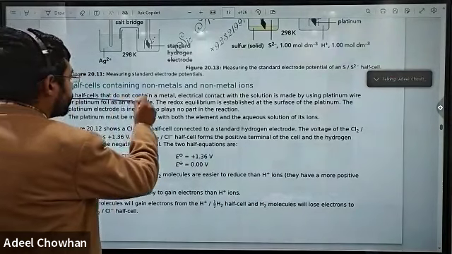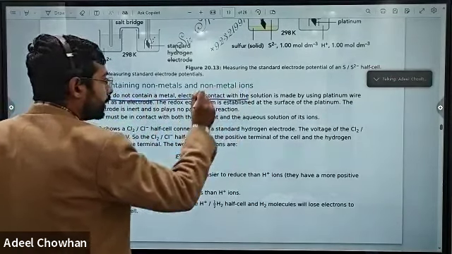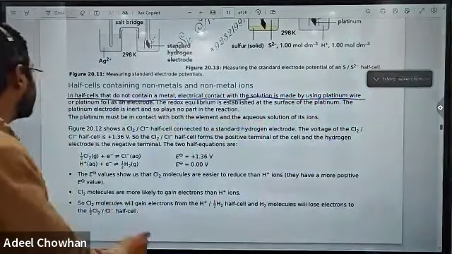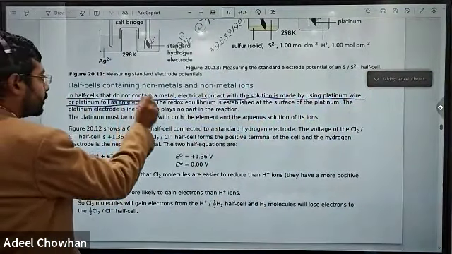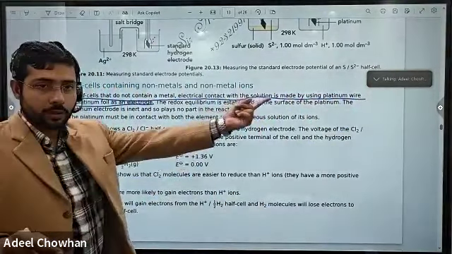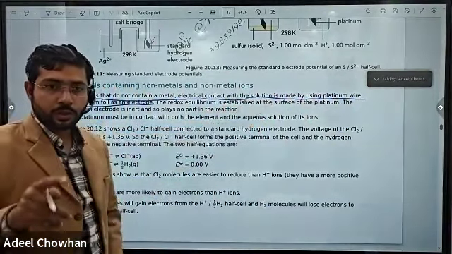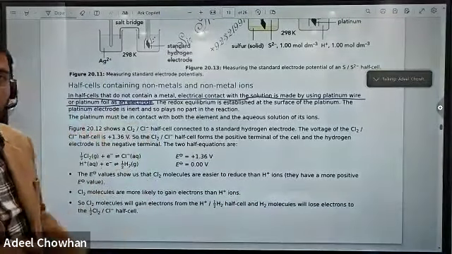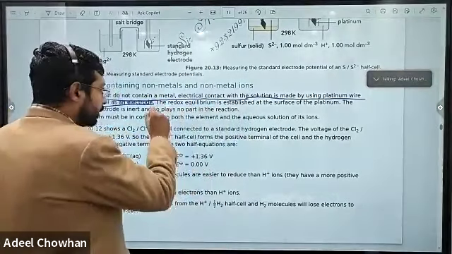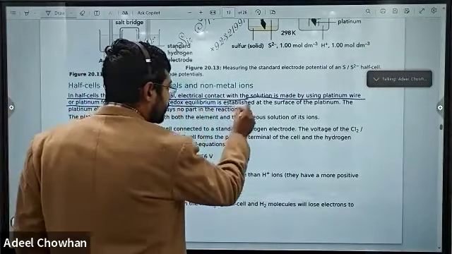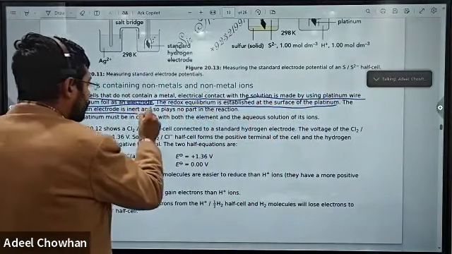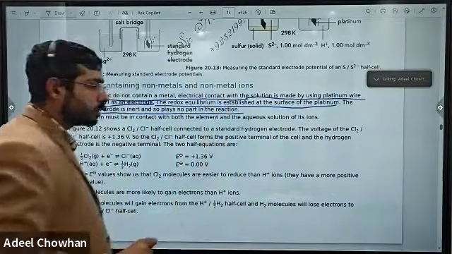In half cells that do not contain a metal, electrical contact with the solution is made by using platinum wire or platinum foil as an electrode. So you need to use this element for your electrode. The composition of the electrode must be platinum. You have to learn this element. The redox equilibrium is established at the surface of the platinum. The platinum electrode is inert and so plays no part in the reaction.